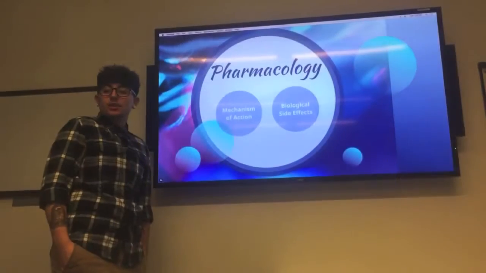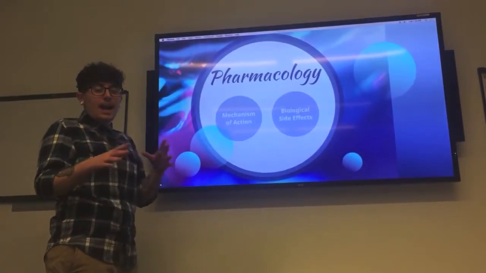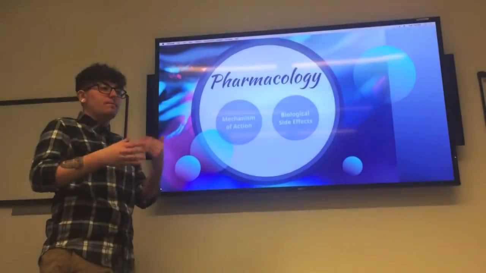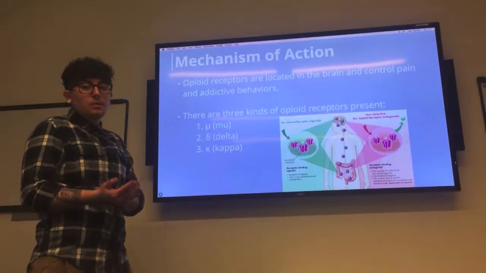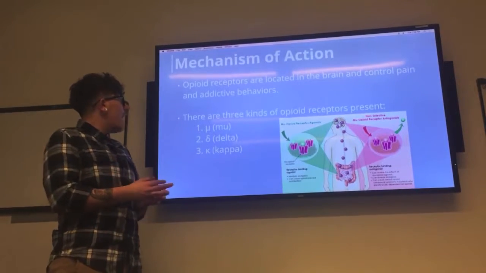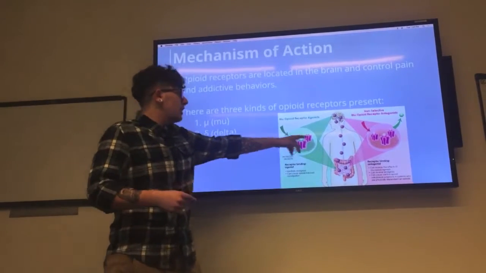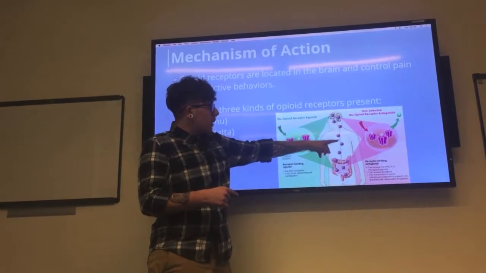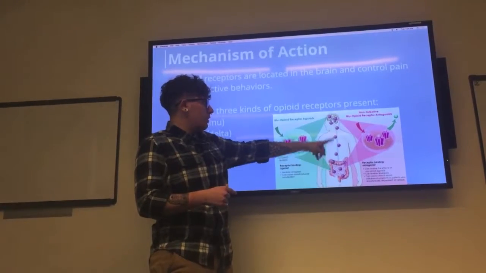So now we're going to be talking a little bit about how morphine is actually administered in the body and how it works and how it soothes pain. So opioid receptors are located in the brain and on the spinal cord, and there are 3 kinds: mu, delta, and kappa. And I don't know if you can see the picture that well, but here is where all of the morphine receptors are located in the body, which is pretty much all throughout the central nervous system.